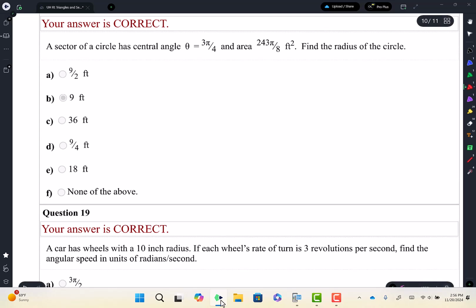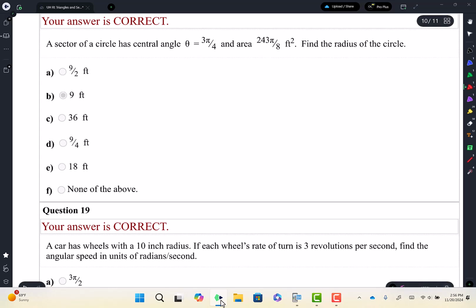All right, here we go. Next one, guys. A sector of a circle has central angle 3 pi over 4 and area 243 pi over 8 square feet. Find the radius of the circle. Okay, so now check it out. I love that they did this.